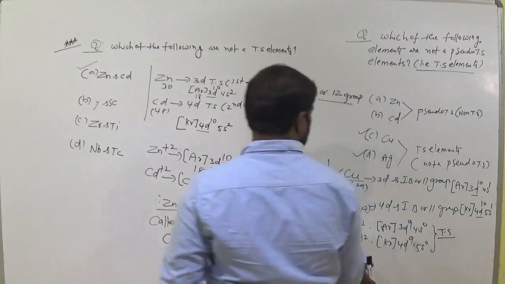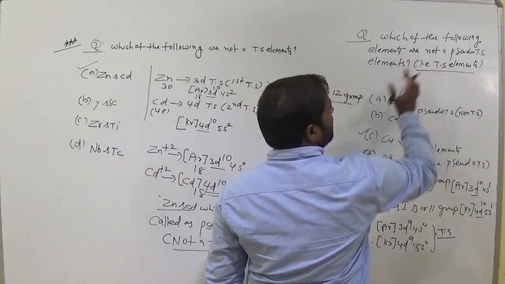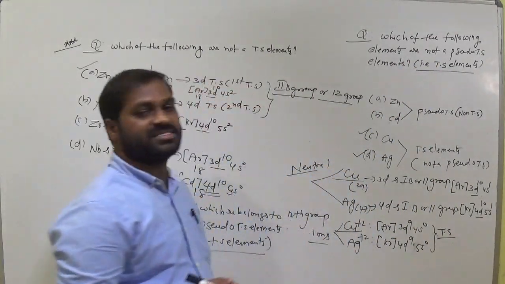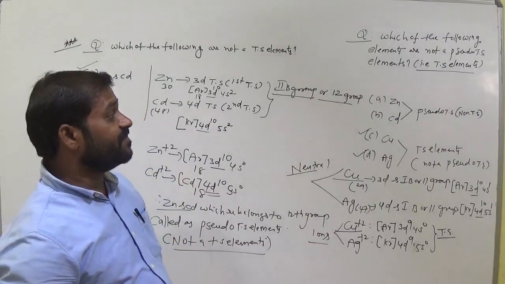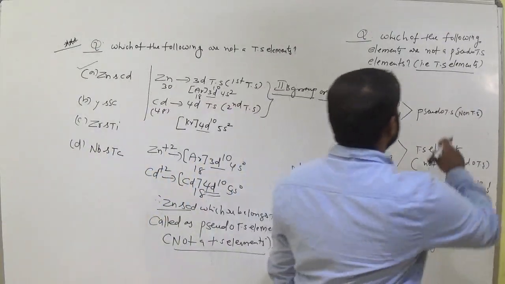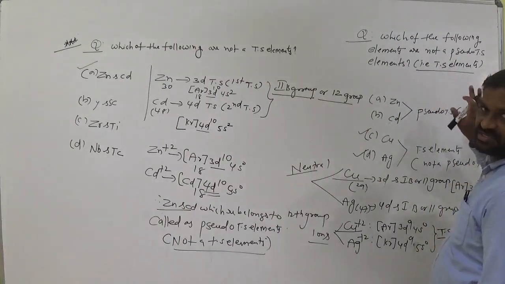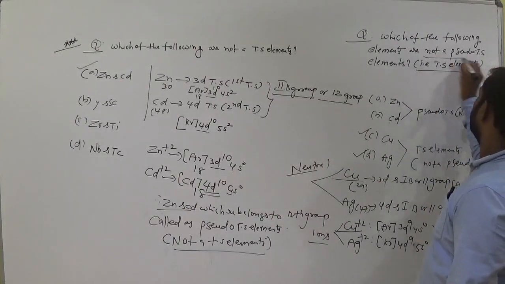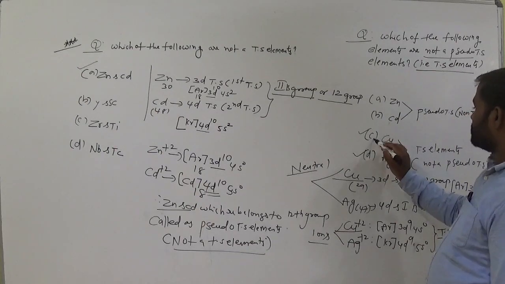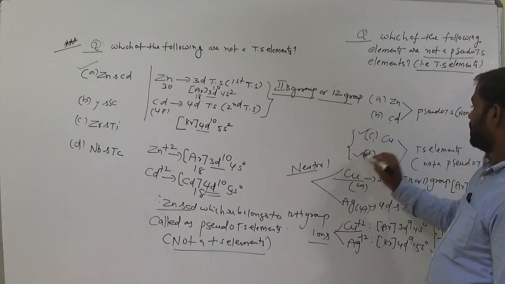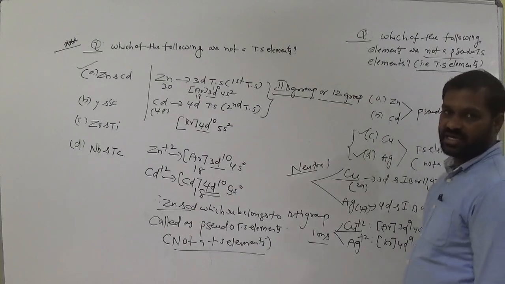So clearly, which of the following elements are not pseudo transition elements? That is transition elements. Now what is the answer? These two are the answers, both copper and Ag. Okay, clear students?